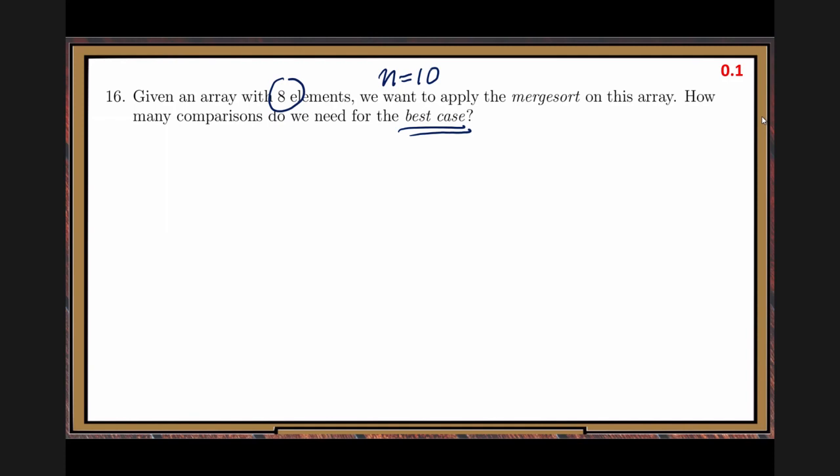All right, first, the best case. We know when we merge 2 arrays for the best case, the formula is the minimum of m and n. For the worst case, it is m plus n minus 1. So each step, every time we merge 2 arrays, we apply this formula. That's the best case, okay?